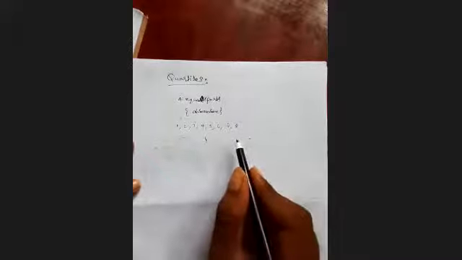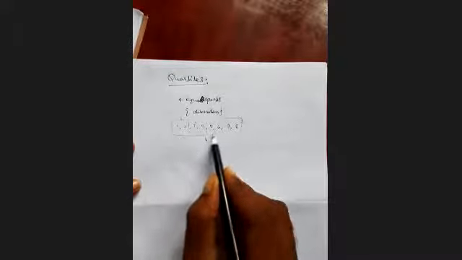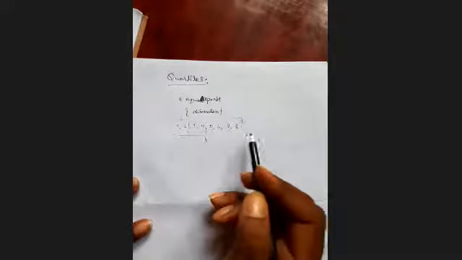Quartiles means we can divide these observations into four equal parts. This is one part, one part, one part, one part. The observations which are dividing the given set into four equal parts are called quartiles. Remember. Now, how do we find the first quartile, second quartile, third quartile? That is the topic we are going to discuss.